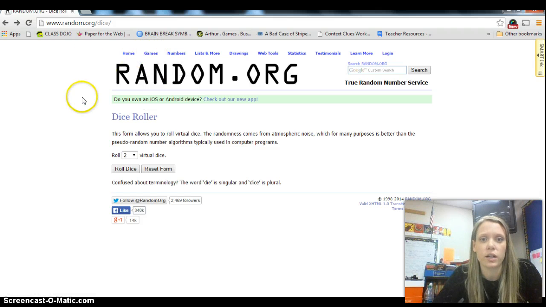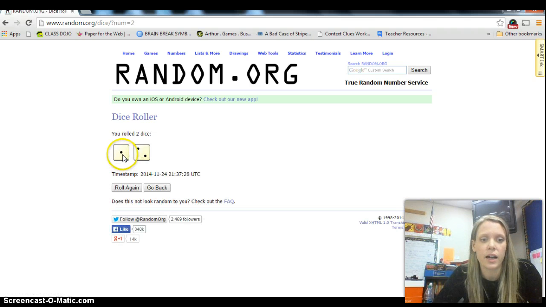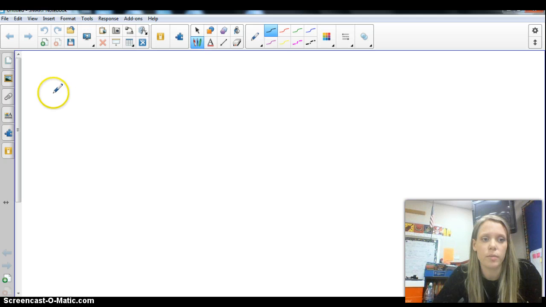To do that, you're going to click the arrow over to go to the dice roller. It's already set on 2, and you're going to click Roll Dice. I got a 1 and a 2. A 1 and then a 2 in the ones place is the number 12. So in your math journal, you're going to write the number 12.